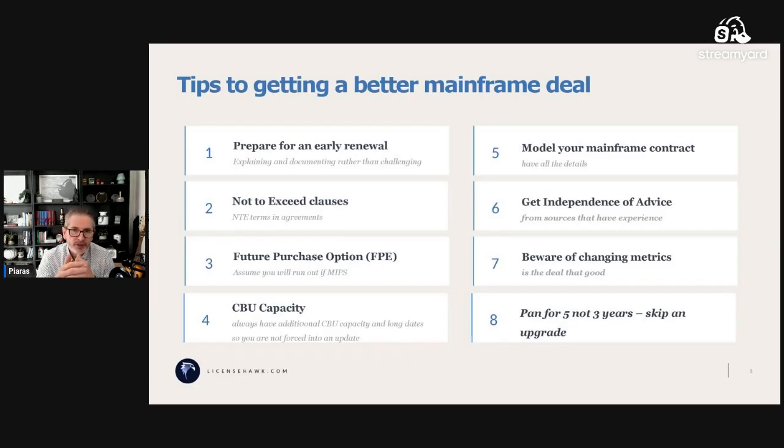The kind of things you might be thinking about here is, for example, skipping an upgrade. You might be happily sitting and negotiating a fantastic Z17 upgrade. You have the CPU capacity, you have the not to exceed clauses, you have a really strong agreement here. In your mind, you might be saying, could I skip? And maybe go straight to whatever the version is.